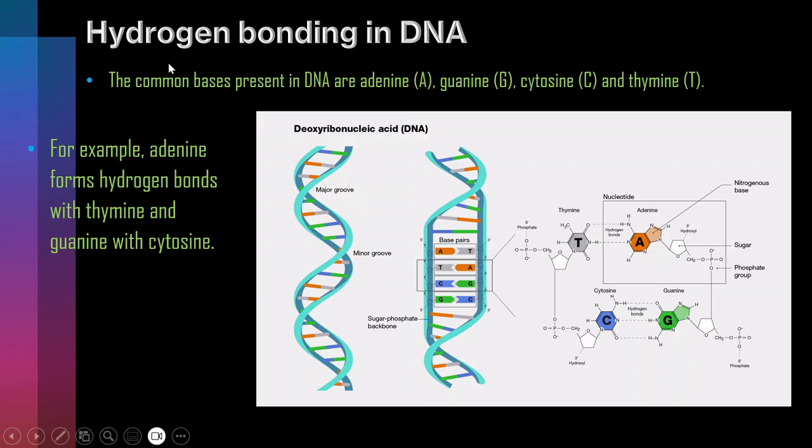Now, details of hydrogen bonding in DNA. We know DNA also contains 4 nitrogenous bases, A, G, C, T: adenine, guanine, cytosine and thymine. As you can see in this figure, adenine forms hydrogen bonds with thymine, and guanine forms hydrogen bonds with cytosine. And as you can see, between adenine and thymine there are 2 hydrogen bonds. Between guanine and cytosine there are 3 hydrogen bonds.